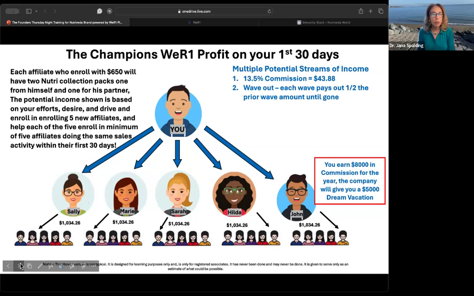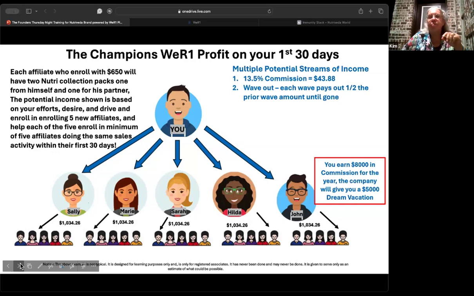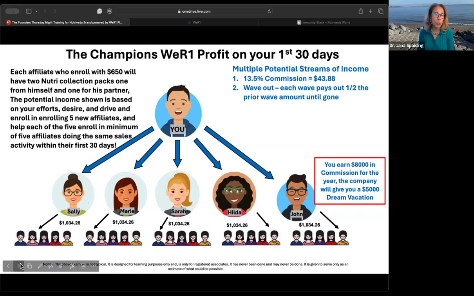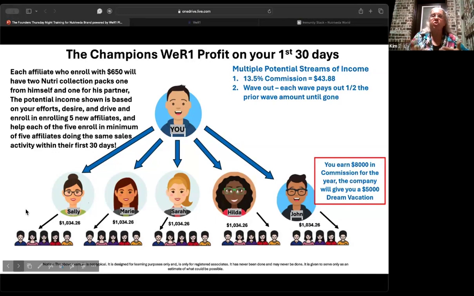This is different. Number 1 says 13.5% commission equals $43.88. And number 2 says wave out. Each wave pays out 1/2 the prior wave amount until gone. Okay, so wave out means if the commission that you're receiving is the $43, then the person below you that you've introduced, when they sell something, they make that, and then you get half of that. And then it goes down again and you get half and half and half all the way down till a penny and it's all gone.